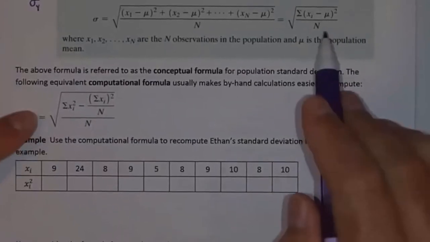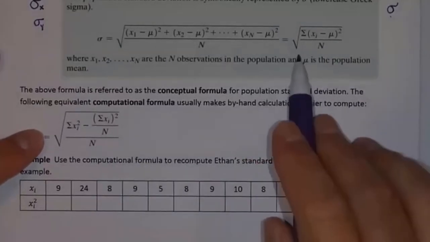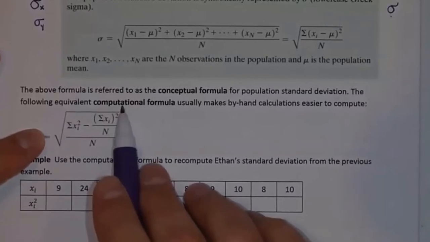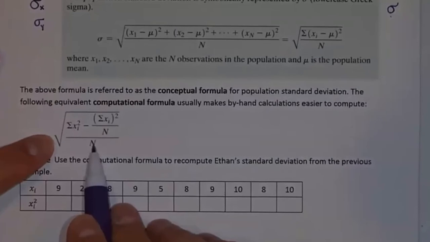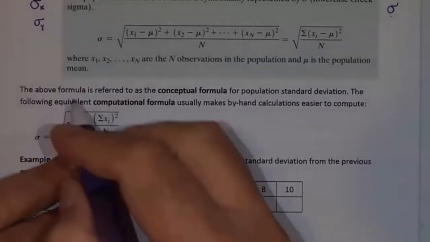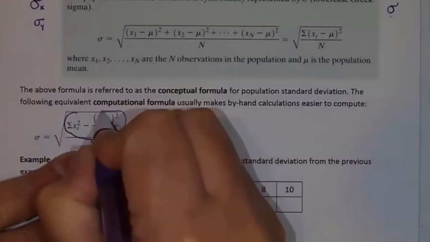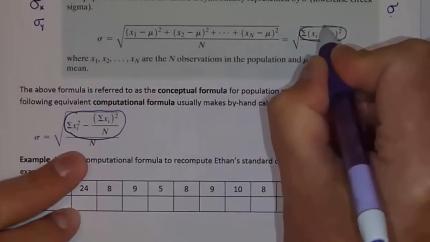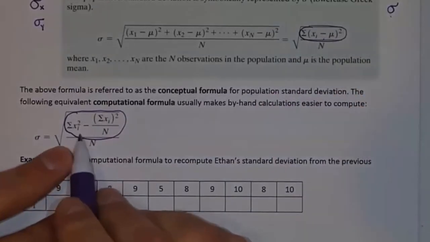So let me compare this formula here to this formula here. The square root is the same in both formulas. The n down here is the same for both formulas. The thing that's different is this part right here that I'm circling and this part right here that I'm circling. So this is the sum of the squared deviations. This is what?